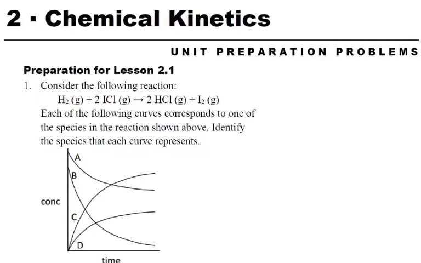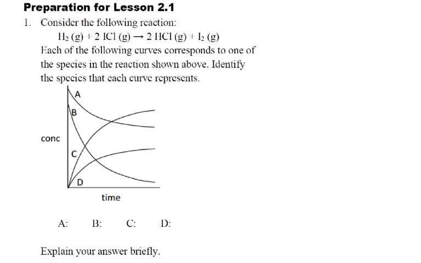Okay, I'd like to look at the unit preparation problems for lesson 1. Now, what happens here is this little graph, this is kind of important. So the idea is we have 4 lines and it represents the 4 different chemicals in this equation. So the idea here is, well, which of these are the reactants and which of these are the products, and which ones have a 1 and a 2, which ones have a 2 and a 1. So those are the clues for how to identify these.